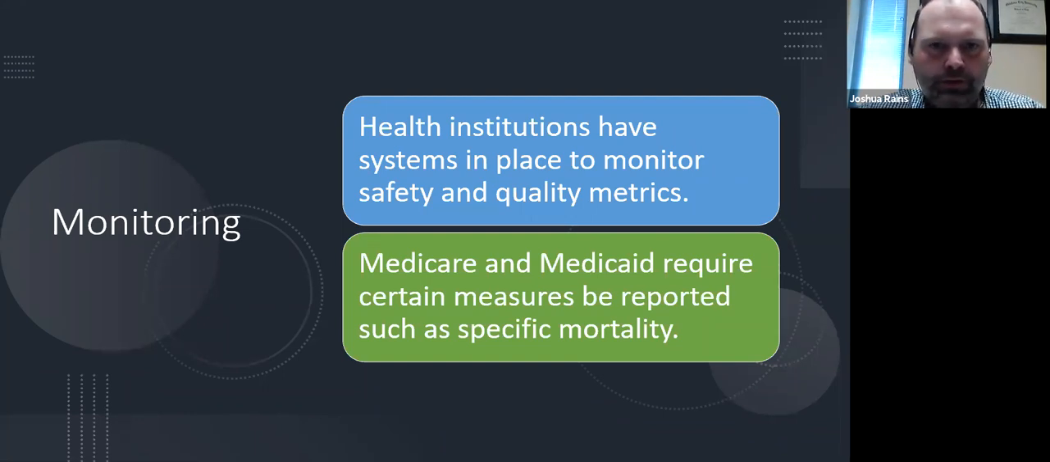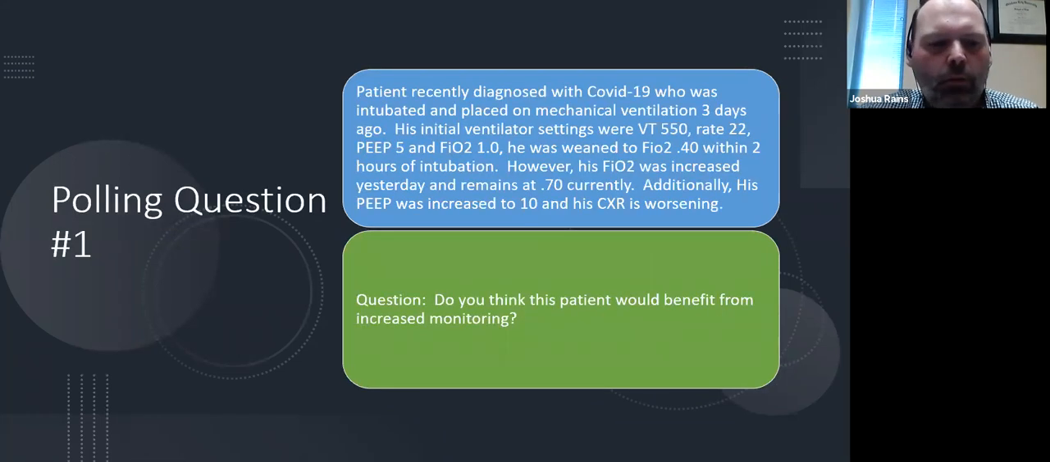Okay, I've got a quick polling question. A patient diagnosed with COVID-19 was intubated and placed on mechanical ventilation 3 days ago. His initial ventilator settings are tidal volume of 550, rate of 22, PEEP of 5, FiO2 100%. He was weaned to 40% a couple hours after intubation. However, yesterday his FiO2 was increased to 70% and his PEEP was increased to 10. And he's got a worsening chest X-ray. I'm going to give you about 30, 40 seconds here. You can interact, answer on your screen, but do you think this patient would benefit from increased monitoring?